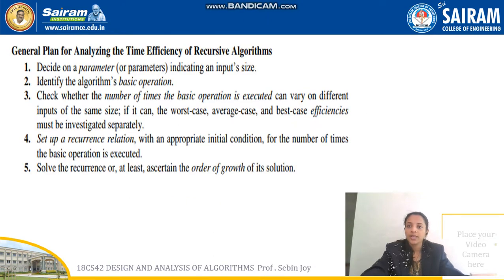Now these are the steps, like the previous one. There is a slight difference in this. The first three steps are the same, but when it comes to the fourth step, we have to find a recurrence relation. Since it is a recursive algorithm, we have to find the recurrence relation with an appropriate initial condition for the number of times the basic operation is executed. And the fifth one is to solve the recurrence, at least to ascertain the order of growth of its solution. So we have to solve the recurrence relation.